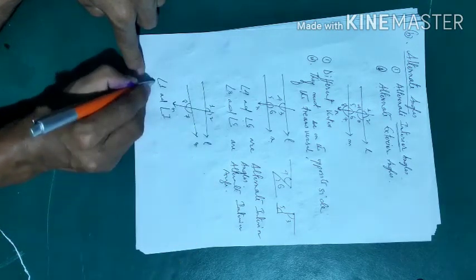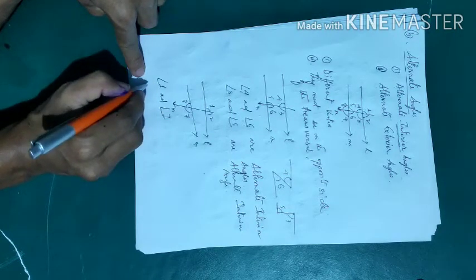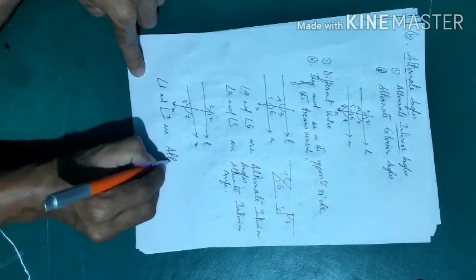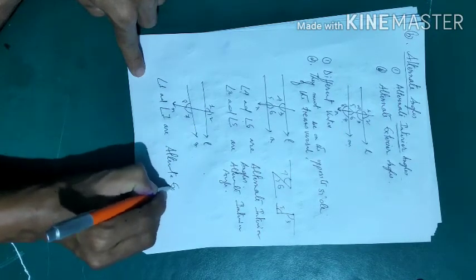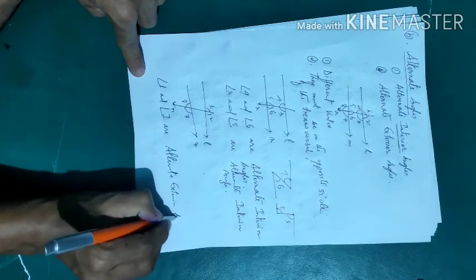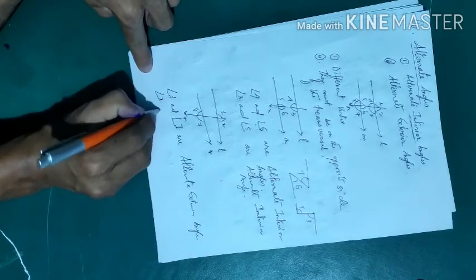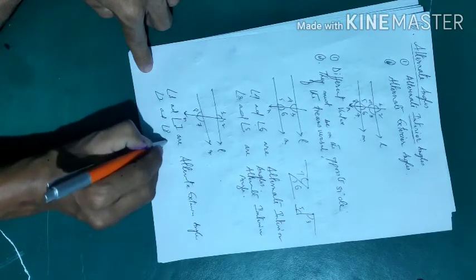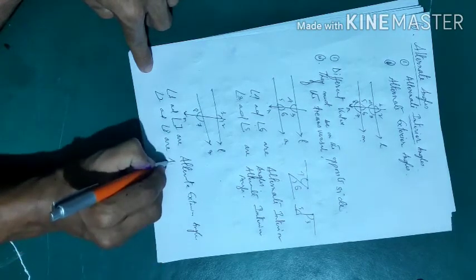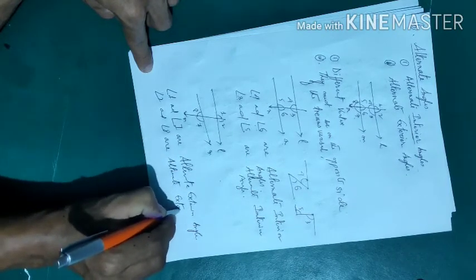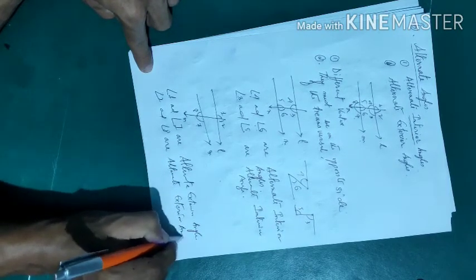Then we can say that angle 1 and angle 7 are alternate exterior angles. The same goes for angle 2 and angle 8. And we can say that angle 2 and angle 8 are alternate exterior angles.